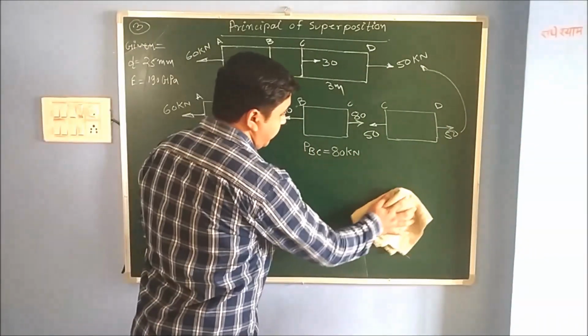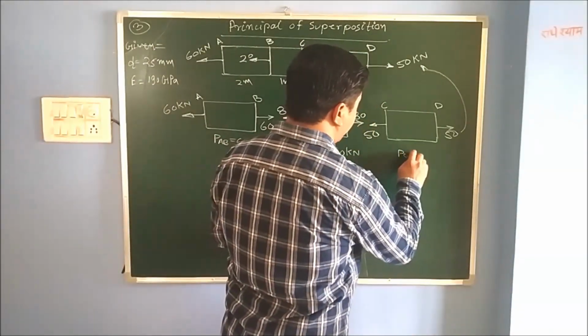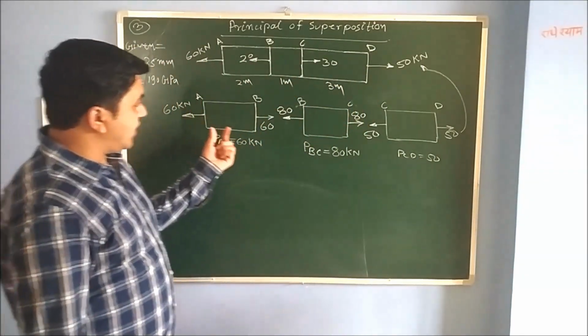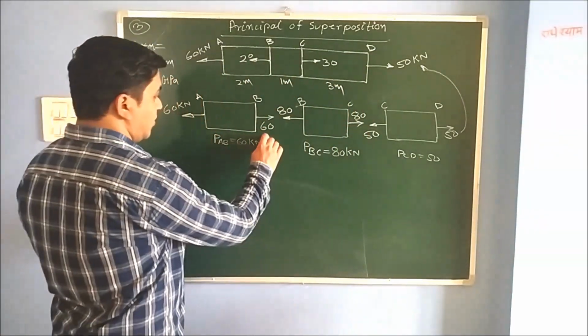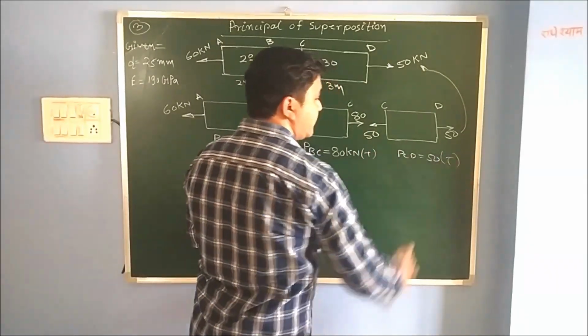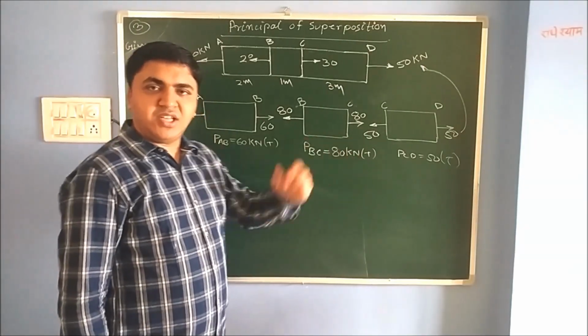Okay. So now we have load on all different sections. The load in section C, D is also equals to 50 kN. And see, all loads are tensile in nature. So all values should be in the positive one. So all loads are tensile. Okay. So based on all three loads, now you are supposed to find out the change in length.